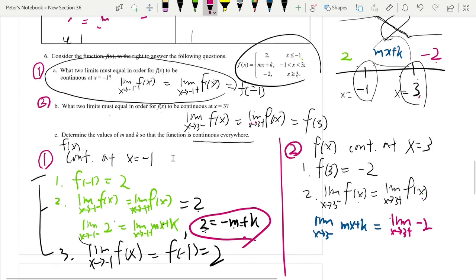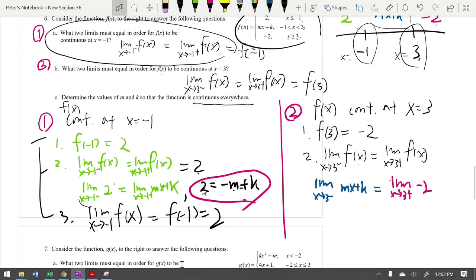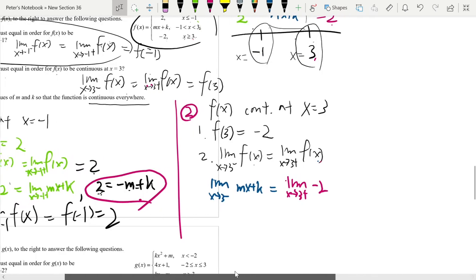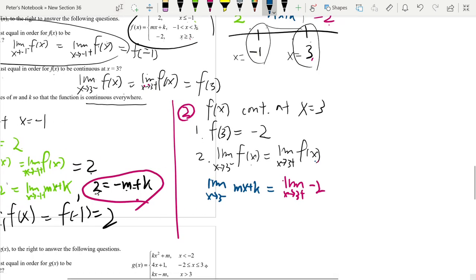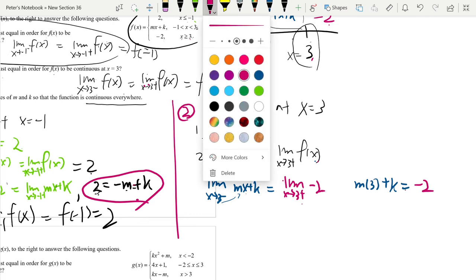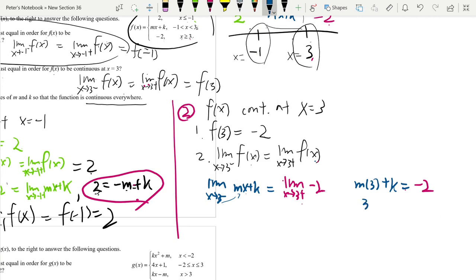And guess what that gets us is, when you substitute for 3, direct substitution, in the x, then you get m times 3 plus k, or 3m plus k, right? Should equal to limit of -2 as x approaches 3 will be just simply -2. Also, we have another equation set up here, which is going to be 3m plus k should equal to -2.